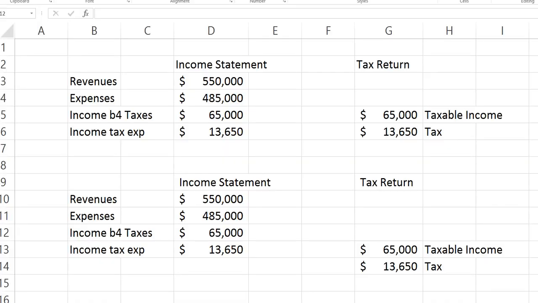Hello class, we're going to spend a couple minutes with an Excel spreadsheet here, kind of demonstrating how you might work out the issues with regard to deferred taxes and how they could be set up and calculated. So here's what we have: an income statement, very simple. We're going to say our revenues are $550, expenses are $45, so our income before taxes is $65,000.